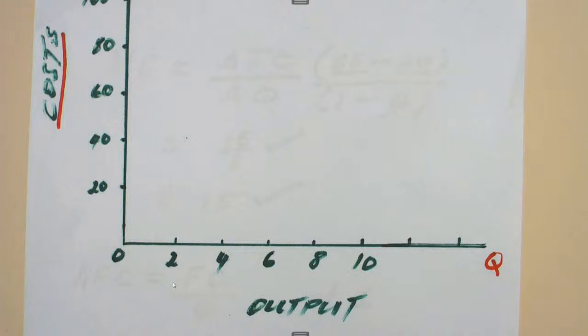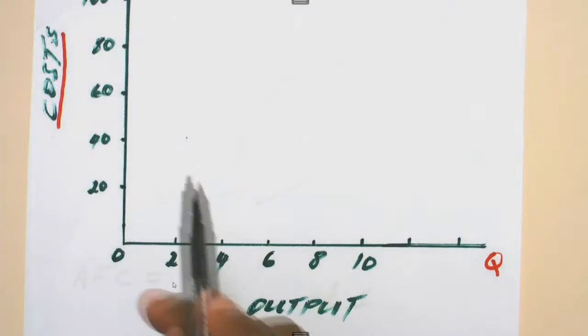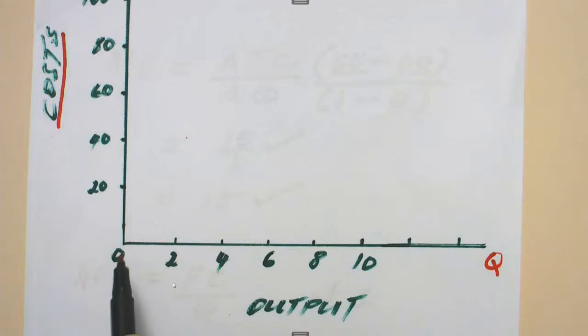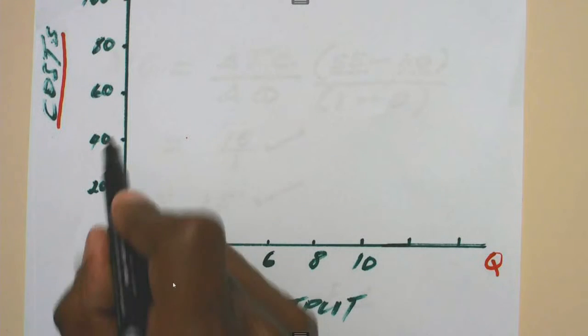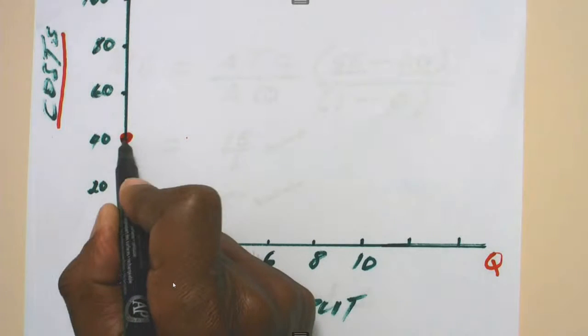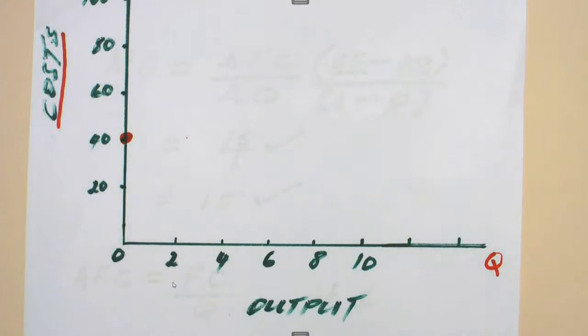Remember what we said. This is the output from 1 up to 10. When we are not producing anything, what was our fixed cost? In other words, when we are not producing anything, which means when our output is 0 here, how much was the fixed cost? It is 40. So where 40 and 0 meet, it's our first point.